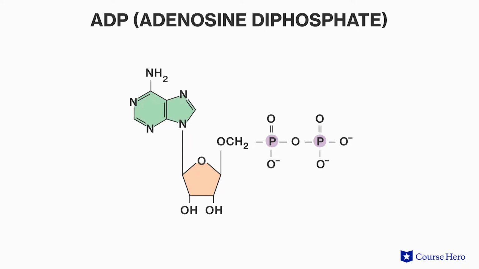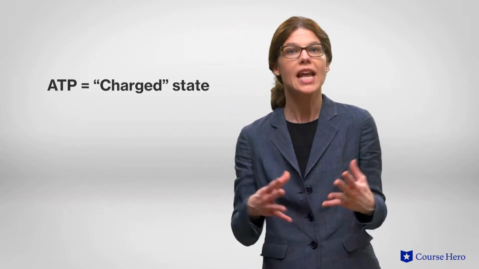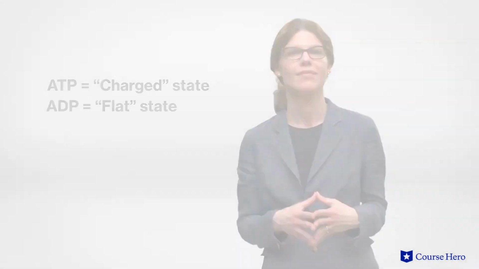ADP can then be rephosphorylated by cellular respiration to form ATP. The molecules of ATP and ADP cycle within cells, donating and receiving phosphate ions as they move between exergonic and endergonic reactions. It might be helpful to think of ATP as nature's rechargeable chemical battery. ATP is the charged state and ADP is the flat state.